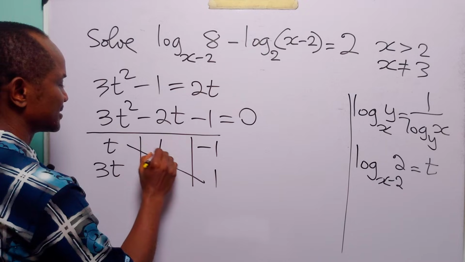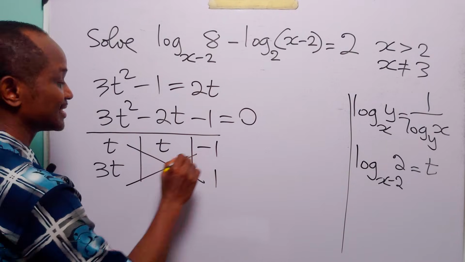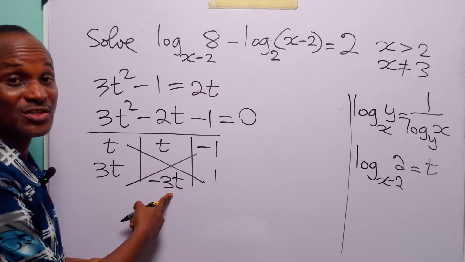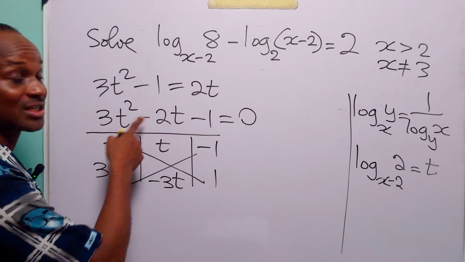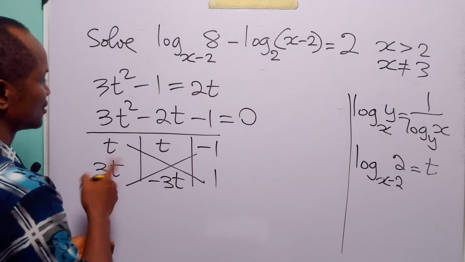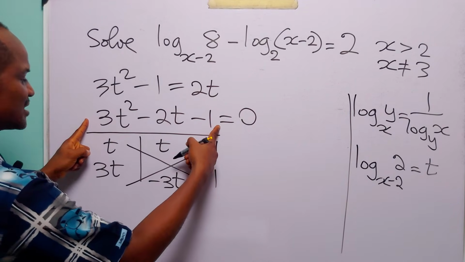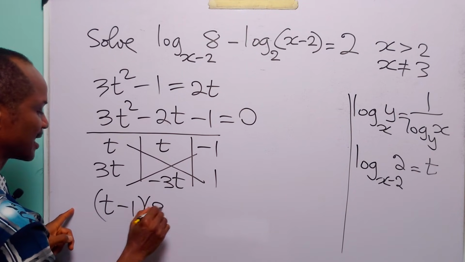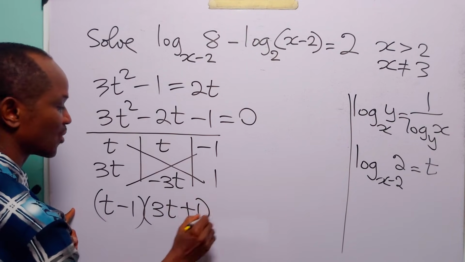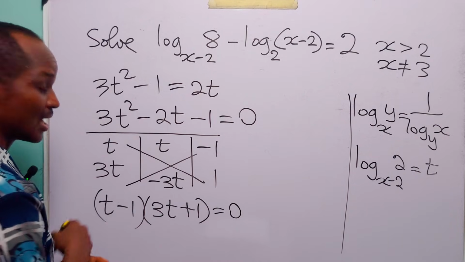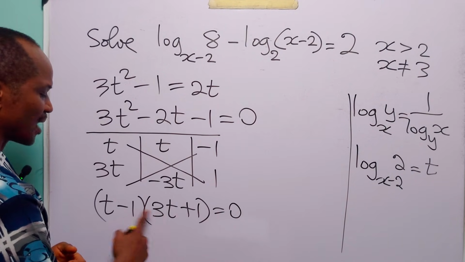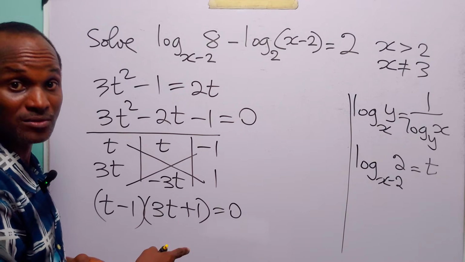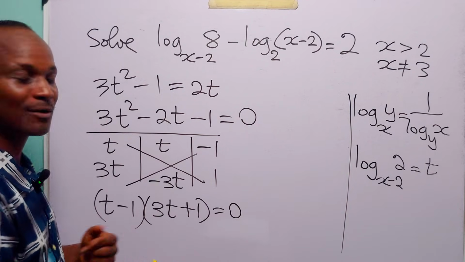t times 1 is t, of course, and 3t times minus 1 is going to give us minus 3t. Minus 3t plus t is going to give us minus 2t. So that means that the left-hand side of this equation can be factorized as t minus 1 multiplied by 3t plus 1 is equal to 0. And of course, you know that when the product of two items is equal to 0, it simply means that either one of them is equal to 0 or both of them are equal to 0.